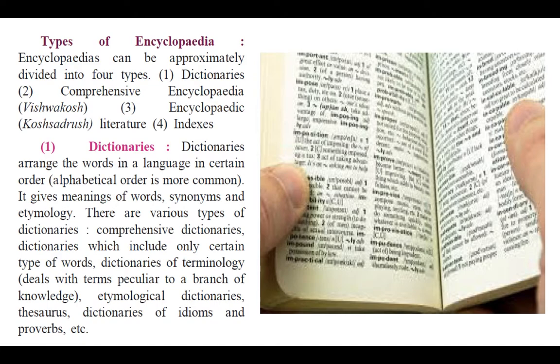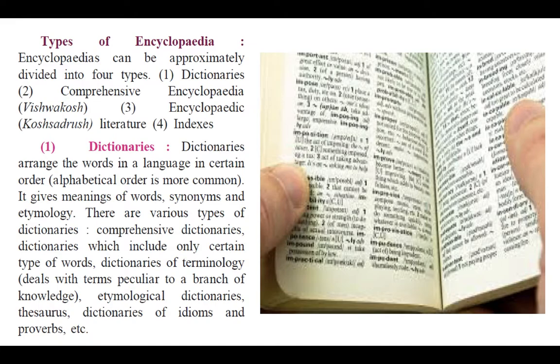There are various types of dictionaries. You have comprehensive dictionaries, dictionaries which include only certain types of words, dictionaries of terminology, that is, it deals with terms particular to a branch of knowledge. So if you're learning engineering or if you're a doctor, you have a dictionary that focuses only on various terms used in that profession, so it becomes easier to understand and to gain knowledge.